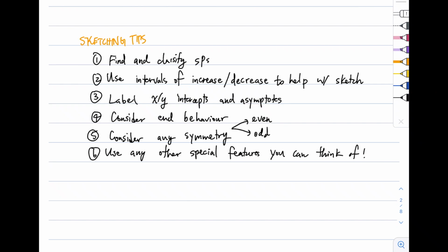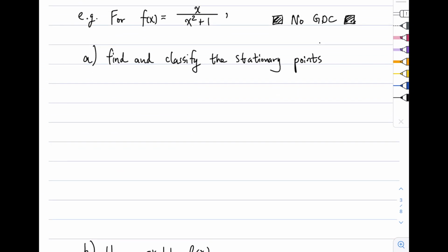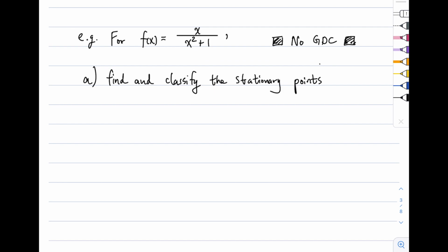Okay, so let's get into an example. So this first example here, we have a function. You should hopefully recognize this kind of function. It's a rational function. We talked about these in semester 1. More specifically, it's a linear over quadratic rational function.